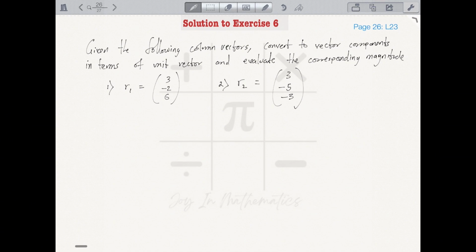Now let's solve the solution to exercise 6. The question says we are given the column vectors r1 and r2. We should convert the vector components in terms of unit vectors and evaluate the corresponding magnitudes. Now let's begin with r1.